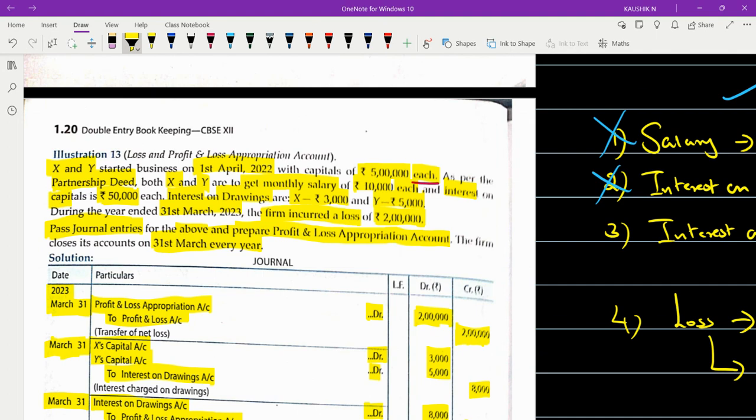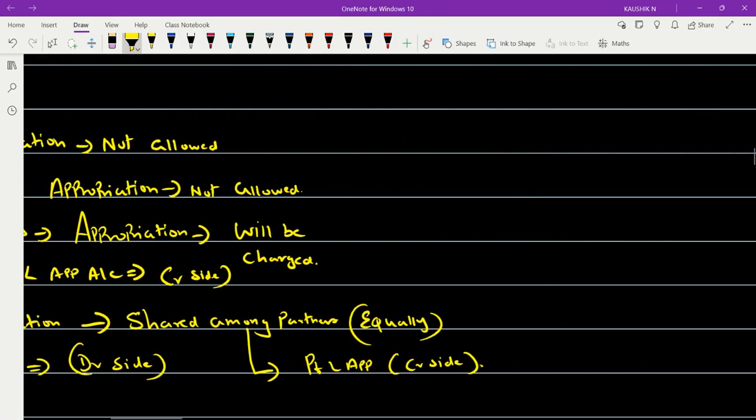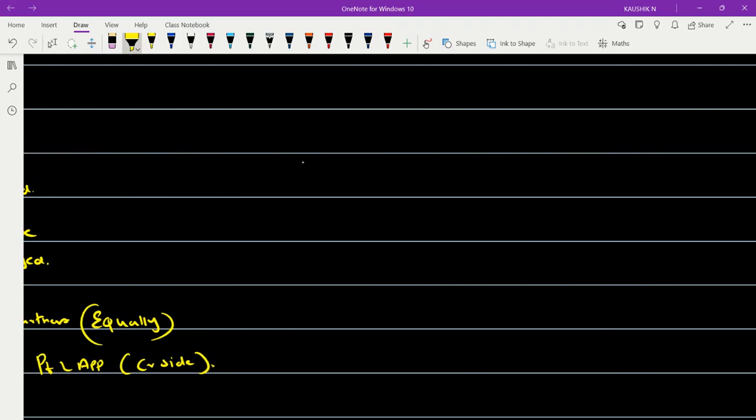Rupees 50,000 each. Now the question is, if interest on capital is rupees 50,000, at what rate of interest has the firm allowed interest on the partner's capital? Good, exactly, very good. So this could be a one mark question.